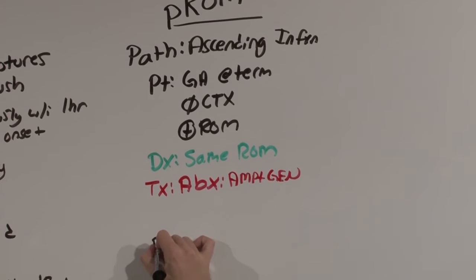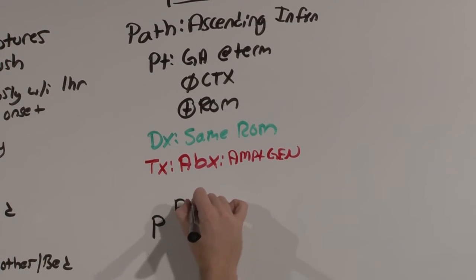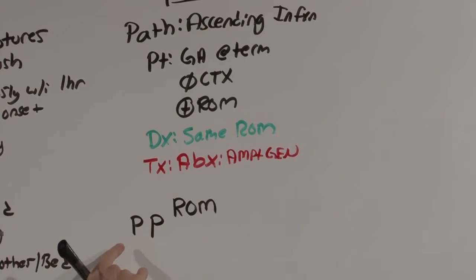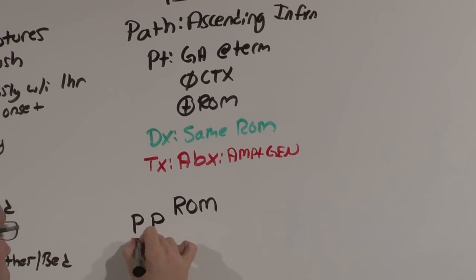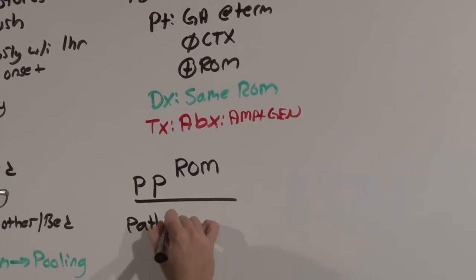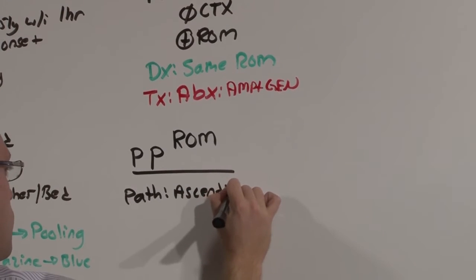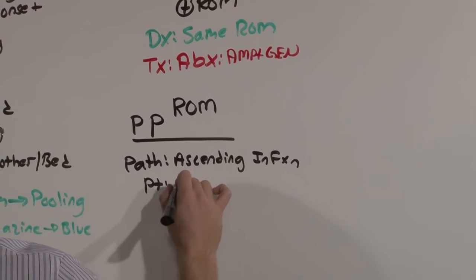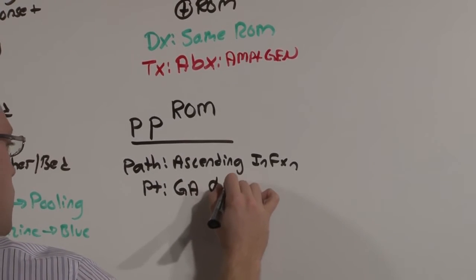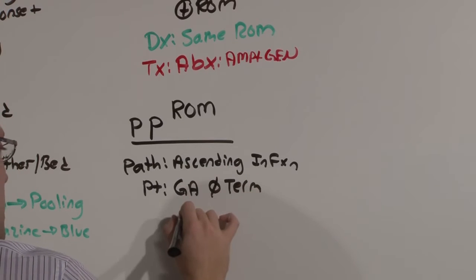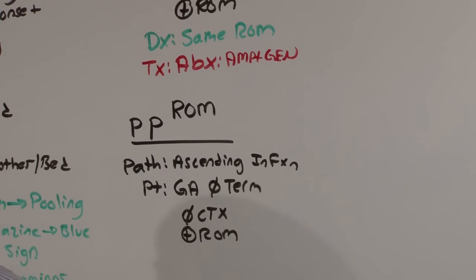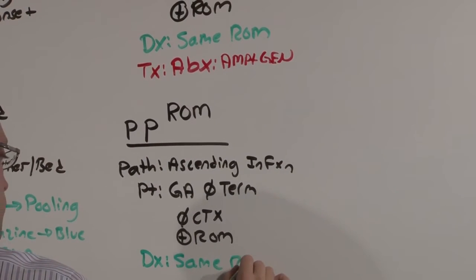If you have preterm rupture of membranes, it is by definition also premature. So it's written PPROM. The path is still an ascending infection, most commonly with E. coli. Only now, the difference being baby's not at term. So baby's not ready and mom's not ready, but there was still rupture of membranes. The diagnosis of rupture of membranes is made the same way as for rupture of membranes.